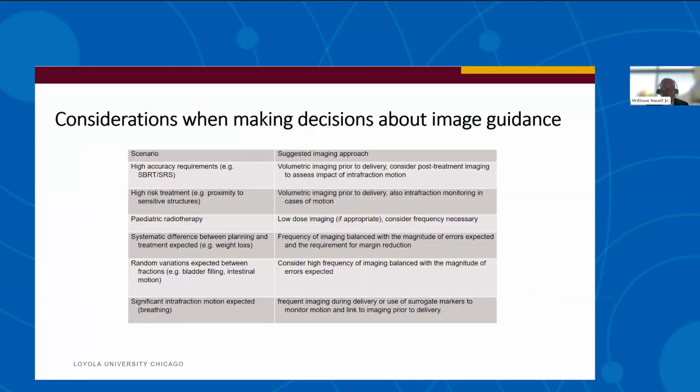It's one of the tables we use of why we would do imaging. Things like SBRT or SRS, which are very high doses to small areas, we always need to image and make sure we're targeting the right thing. High-risk treatment site, something near something that's very sensitive. I know that Tom Murch is going to talk about pediatric radiotherapy. Systemic difference between planning and treatment expected: we have a lot of patients that lose weight, the tumor shrinks. We need to make sure we're still hitting the target. Random variations like bladder filling make the targets move, and significant interfraction motion, including breathing.